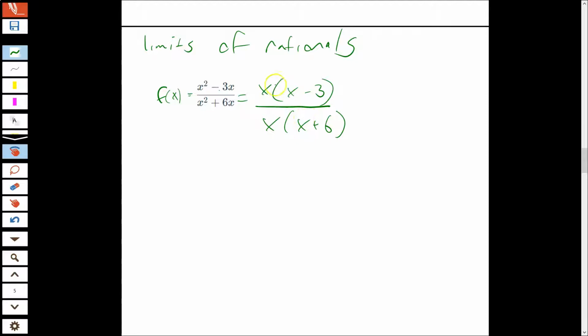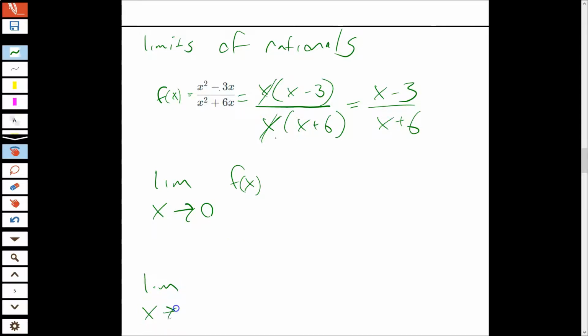Notice now that we can cancel the top and bottom, right? The x over x is just 1. When those cancel out, f of x can be simplified. So let's keep this in mind, and let's consider two limits here: the limit as x approaches 0 of f of x, and the limit as x approaches -6 of f of x. So maybe you see where I'm going with this already.